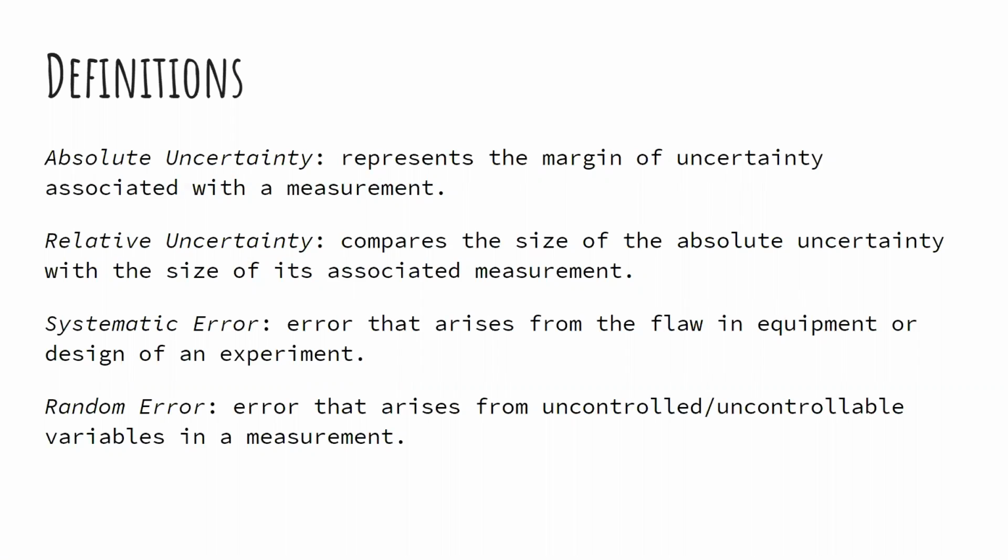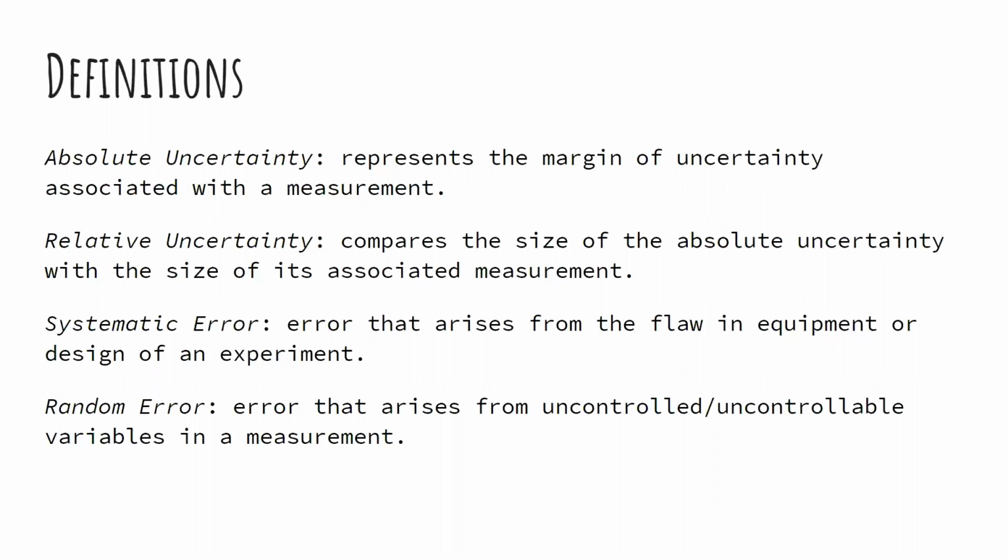The first one is absolute uncertainty, and this represents the margin of uncertainty associated with the measurement. The second definition is relative uncertainty, and this compares the size of the absolute uncertainty with the size of its associated measurement. The third definition is systematic error, and this is error that arises from the flaw in equipment or design of an experiment. This means that this error could be replicated if you have the same exact design of an experiment with the same exact flaws.